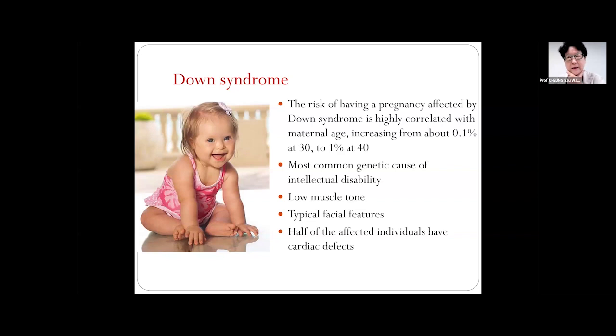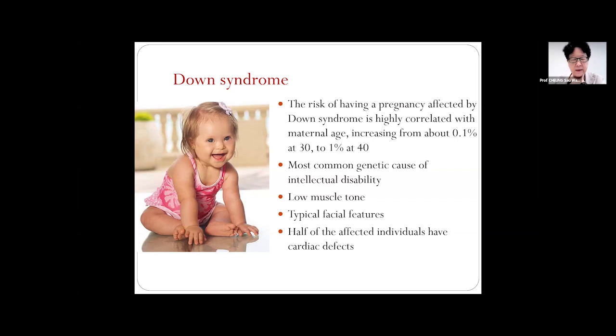This is 1979, around that time. So overnight, a lot of my classmates and I became directors instantly in 1980, because there was a big demand that a woman over 35 has to be recommended for amniocentesis to rule out Down syndrome. So this is a historical fact.